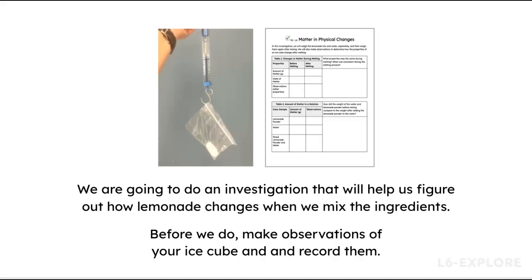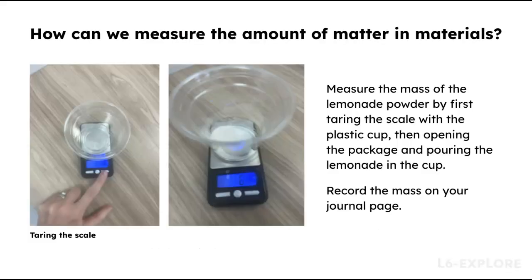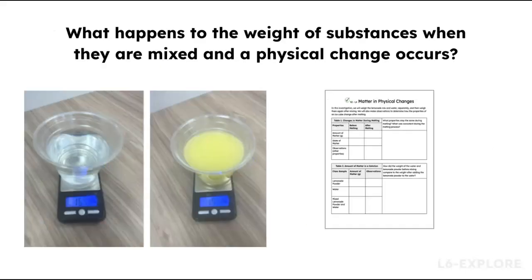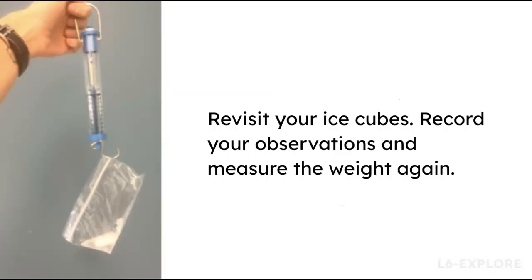You'll demonstrate how to measure the weight of the ice cube by using a spring scale. You'll then demonstrate mixing lemonade powder into water and measuring mass with the digital scale. Students will record data on the Matter in Physical Changes student journal page. Students will then revisit their ice cube, which should now be mostly melted. You'll have them record observations and measure the weight again using the spring scale.